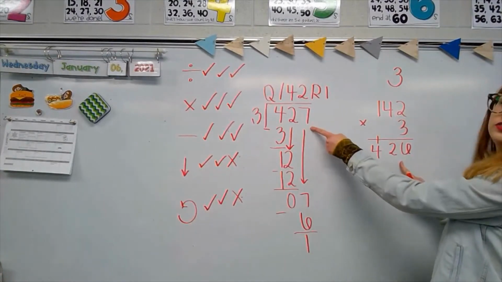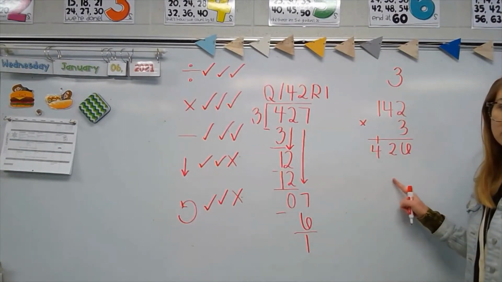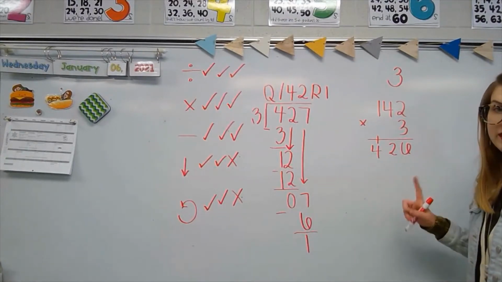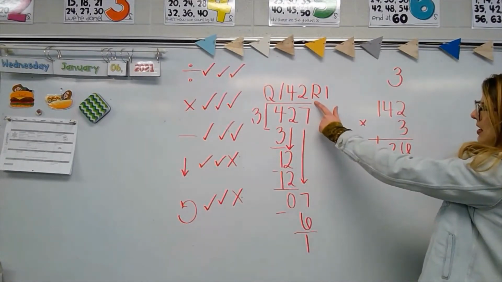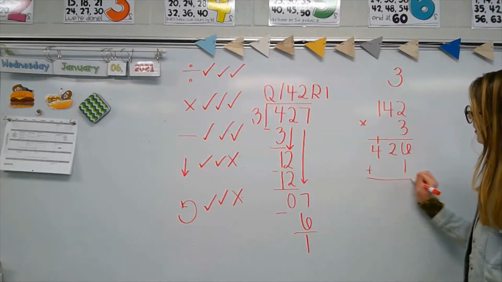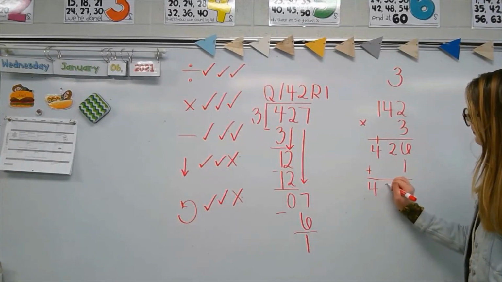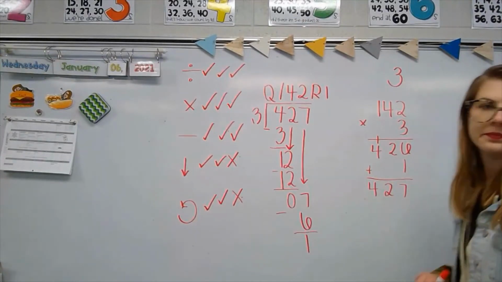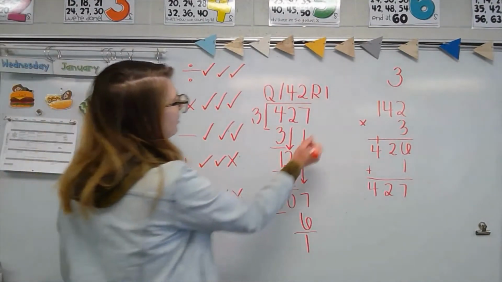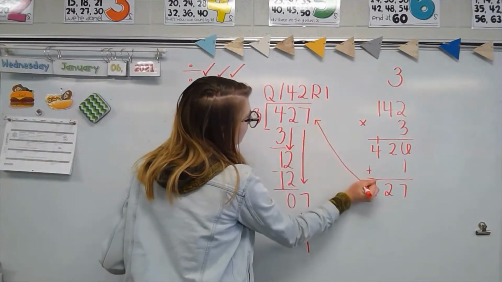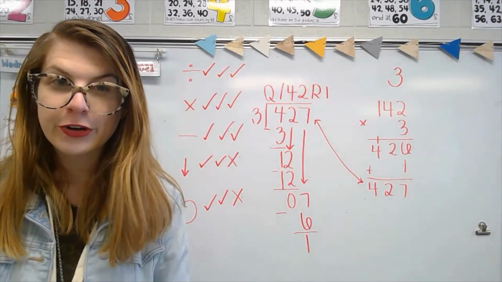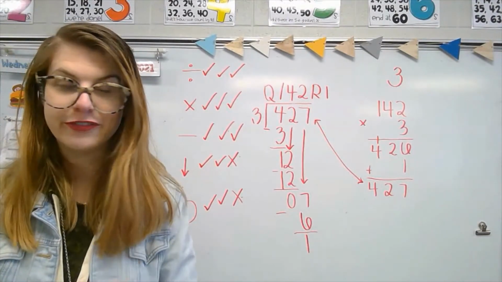So unfortunately, these two numbers don't match. 426 is not the same as 427. So we need to add our remainder. And when we do, look at that. We get 427, the very same number as our whole number inside of the house, which means we are correct, my friends.